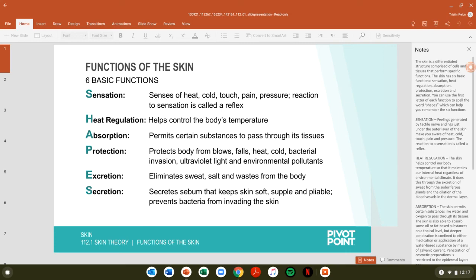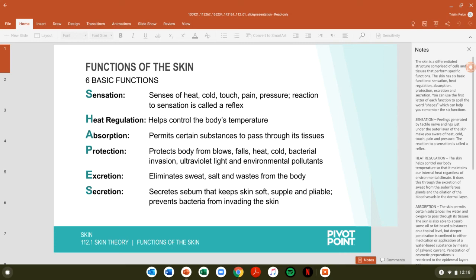So the S in SHAPES at the beginning, this is sensation. So sensing of heat, cold, touch, pain, pressure, reaction to sensation is called a reflex. It also heat regulates, so this helps control the body's temperature. It absorbs, so it can help pass certain substances through the tissues. Again, it is also there to protect you from anything like falls, cold, heat, bacteria, UV light, and environmental pollutants.